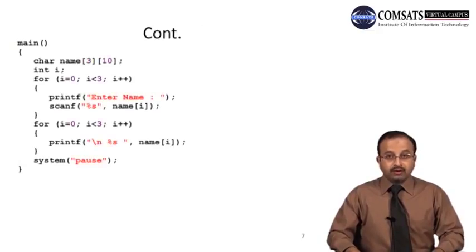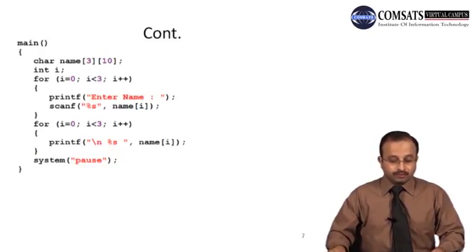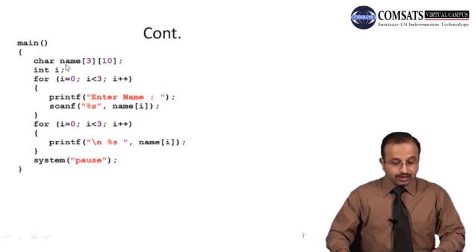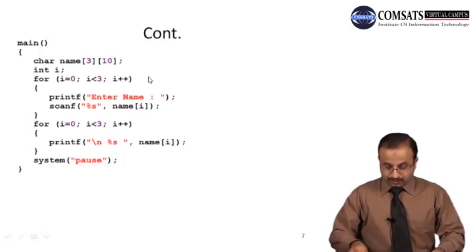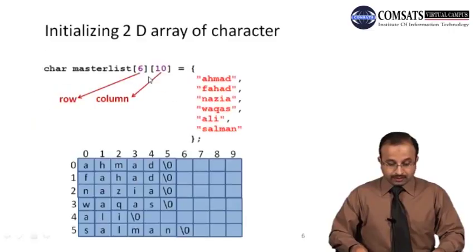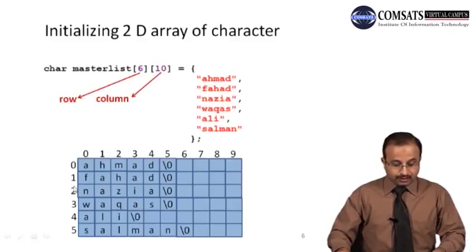This is another way of initializing a two-dimensional array of characters from the user. You take value input from the user and input it into that two-dimensional array. Now you can see we have a two-dimensional array of characters whose name is name. It contains 3 rows and 10 columns. Like in the last one, where we had 6 rows and 10 columns, let me go to the previous slide.